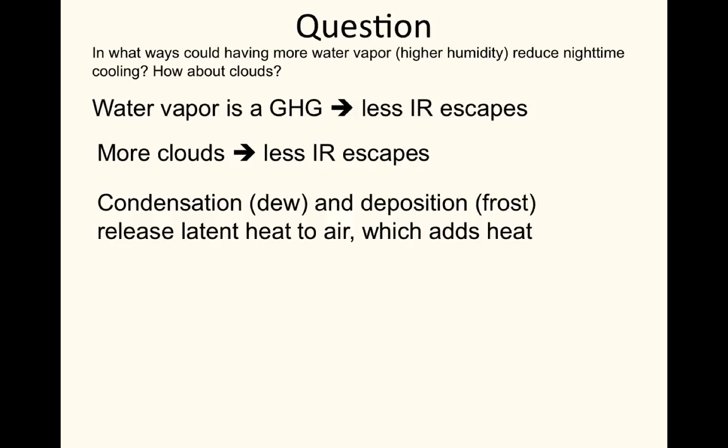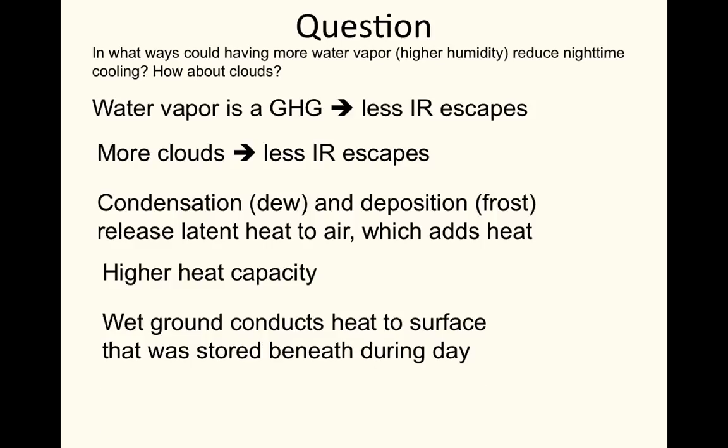Anytime you have enough vapor to condense as dew on the surface of the grass or deposit as frost, that process actually releases latent heat to the air, adding heat to the overall environment. Water has a particularly high heat capacity, which means it takes a lot of energy to warm it up by 1 degree Celsius. It also is reluctant to cool down overnight as a result. Wet ground conducts heat to the surface that was stored beneath during the day. Again, this is an effect from conductivity.